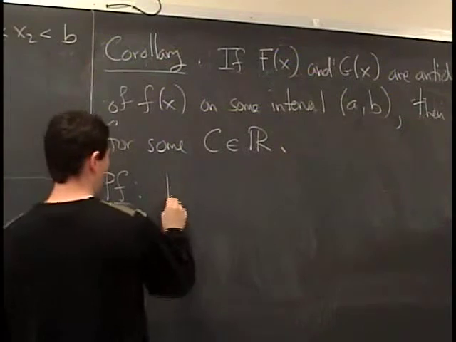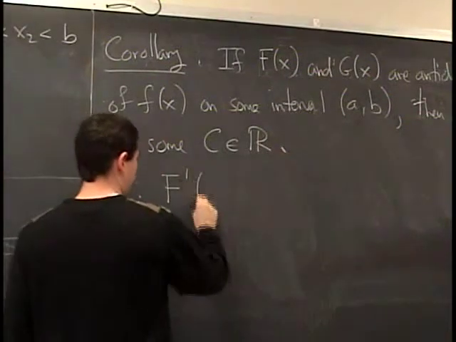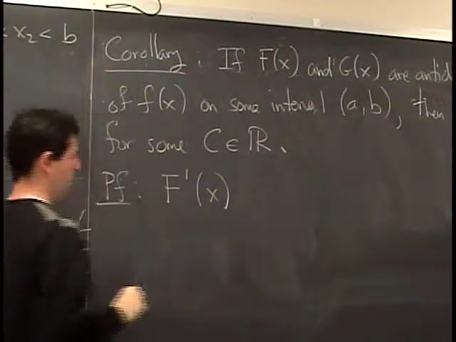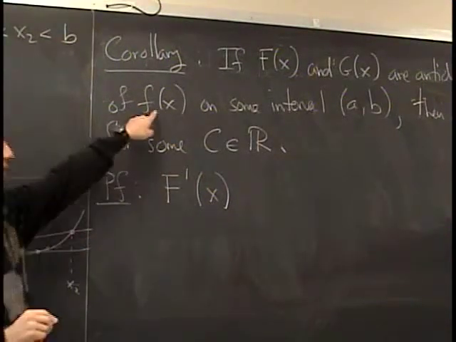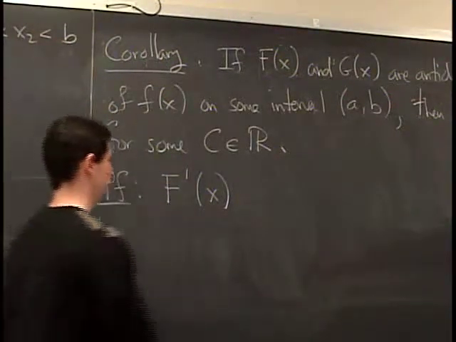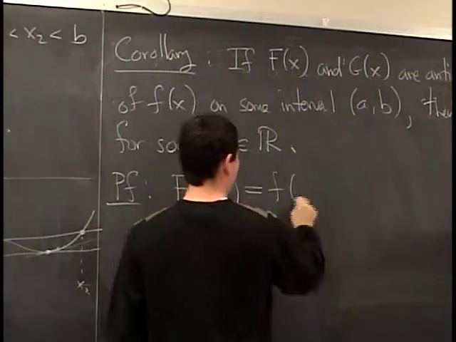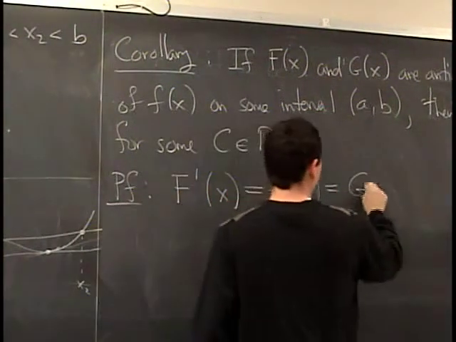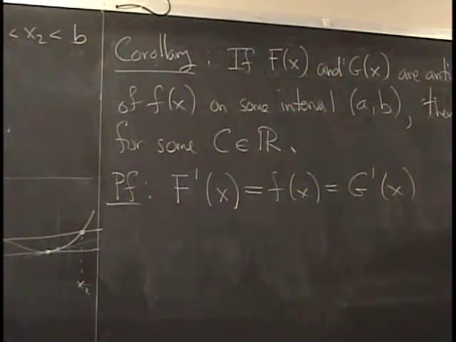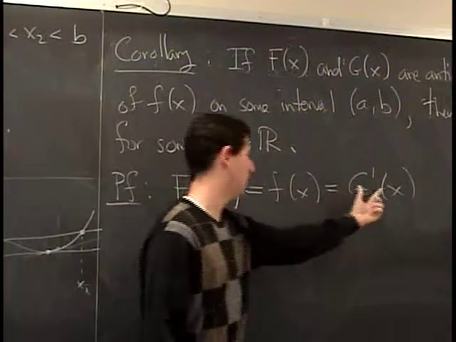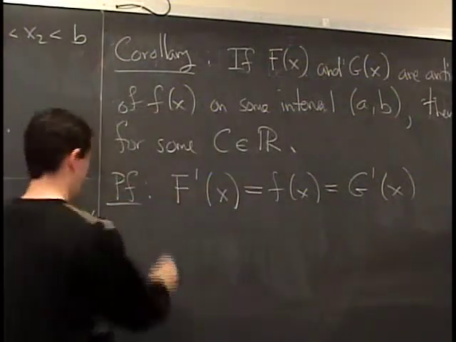We know that the derivative of F, big F, is little f, because it's an antiderivative. We also know that the derivative of big G is little f, because it's an antiderivative. Of course, if two things equal a third, then they must equal each other. Okay, so these have the same derivative. Now let me subtract.